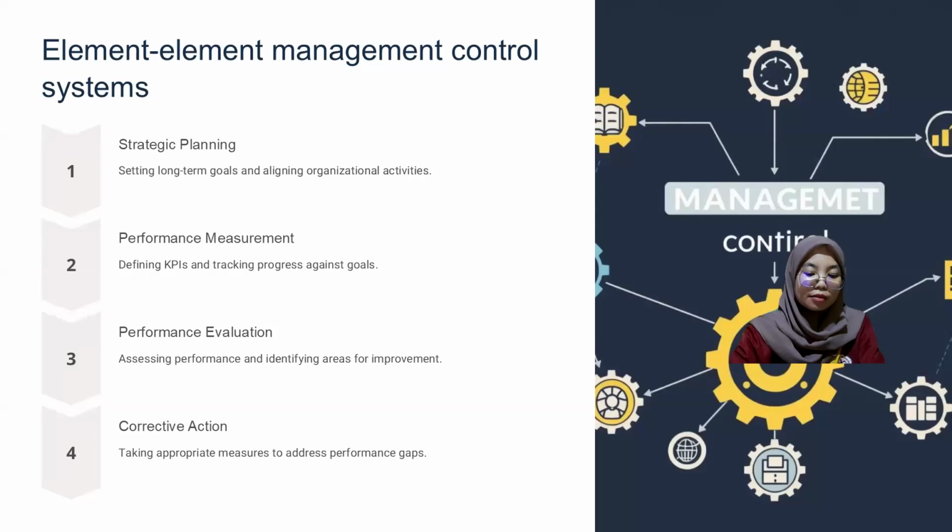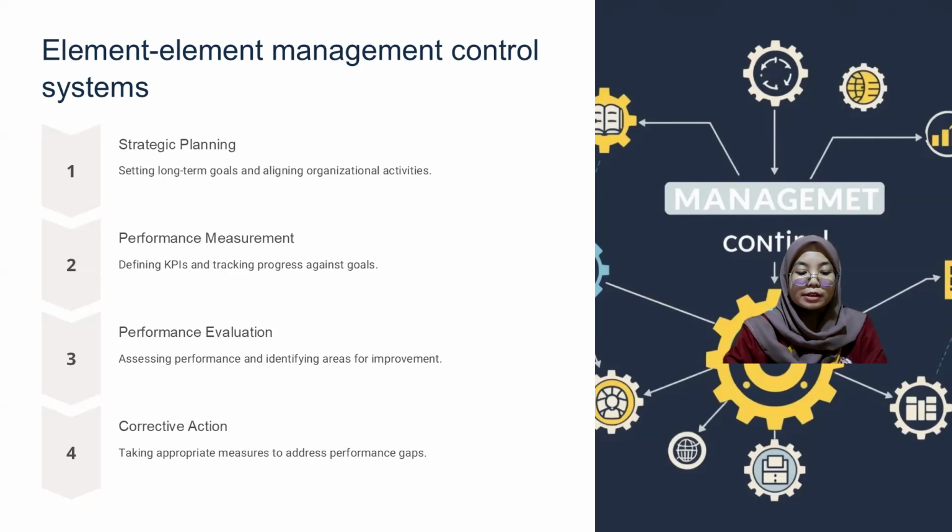In the next slide, we have the elements of management control system. Element number one is strategic planning. Setting long-term goals and aligning organizational activity. This element involves setting long-term goals and aligning all organizational activity to achieve these objectives. It ensures that every department works toward a common vision. The second is performance measurement. Defining KPIs and tracking progress against goals. Performance measurement is about defining key performance indicators, or KPIs, and tracking progress against these goals. It provides a clear benchmark for success and allows the organization to measure its effectiveness.